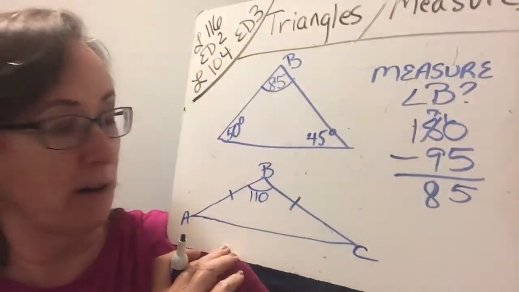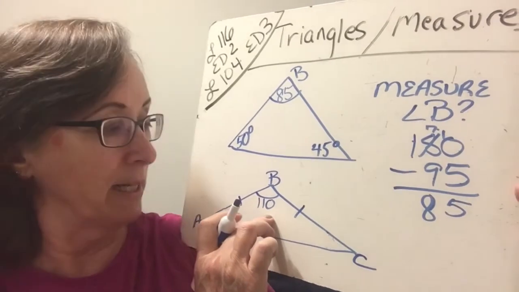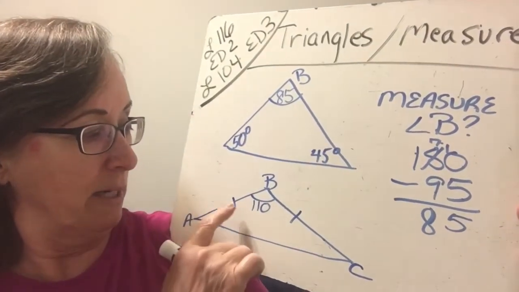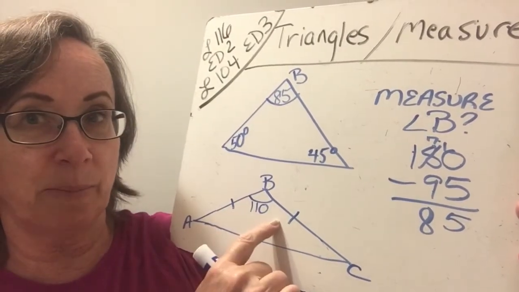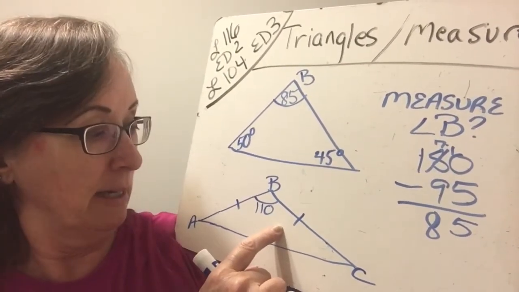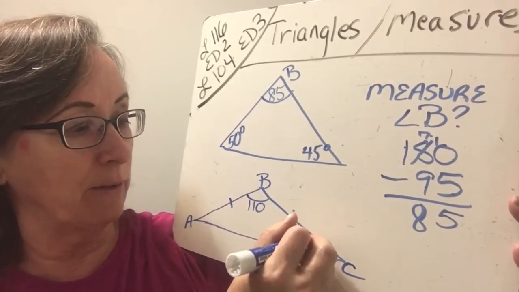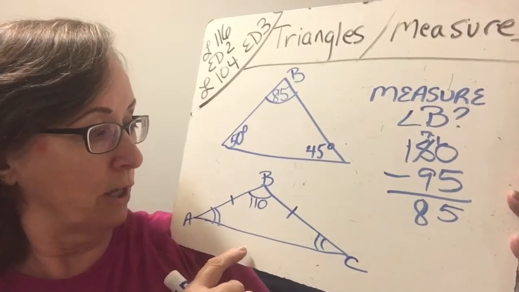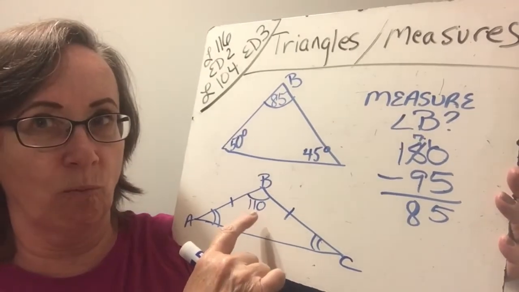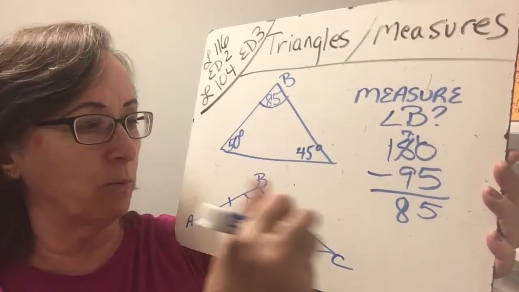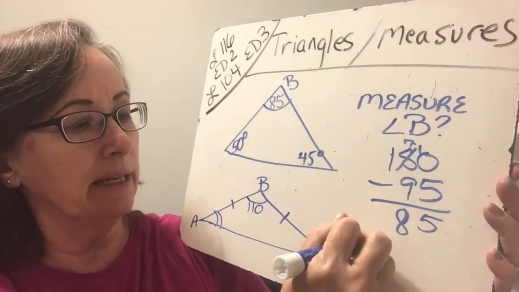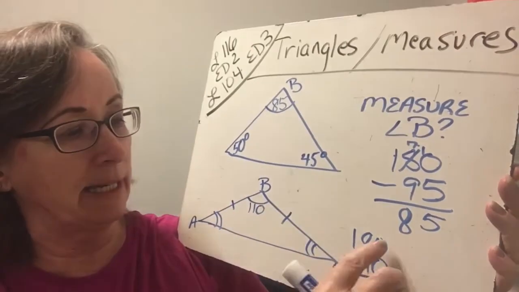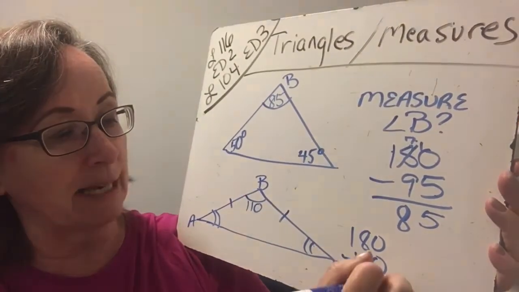This one down here, they said that B is 110. Now, we do know something. We know that these two sides are the same because the hack marks are the same. Because the hack marks are the same, we know the opposite angles are also the same. So what we're going to do is take 180, take away the 110, because every triangle has to have 180, will be 70 degrees left over.